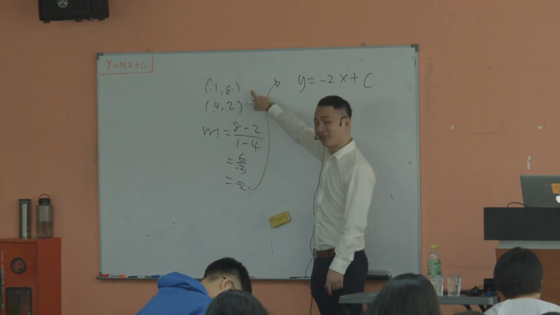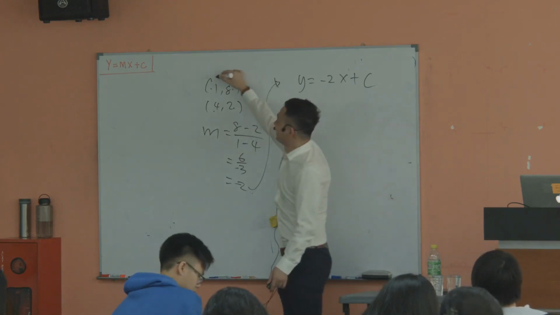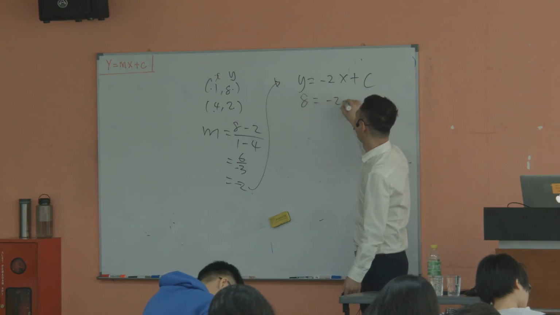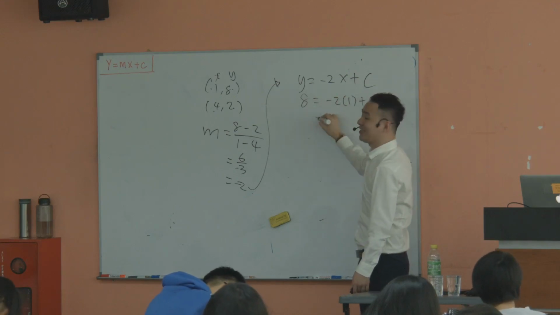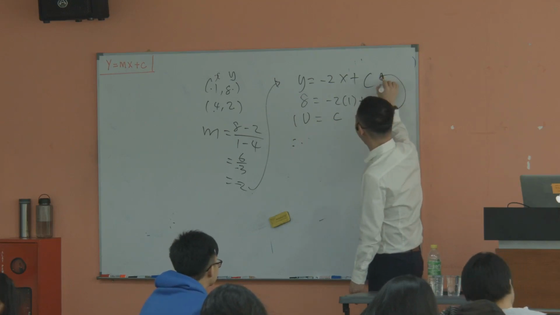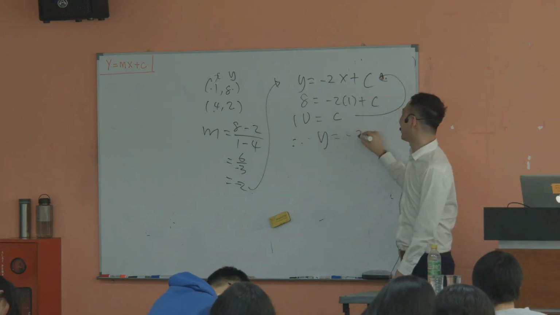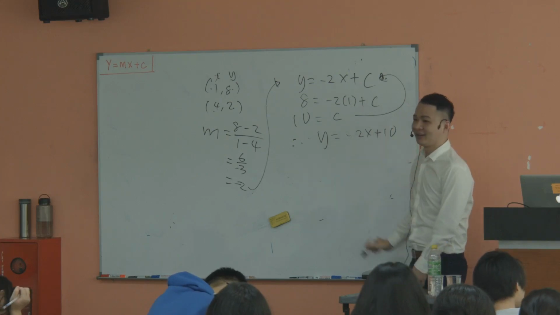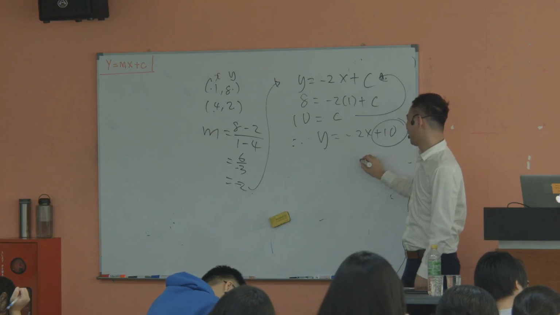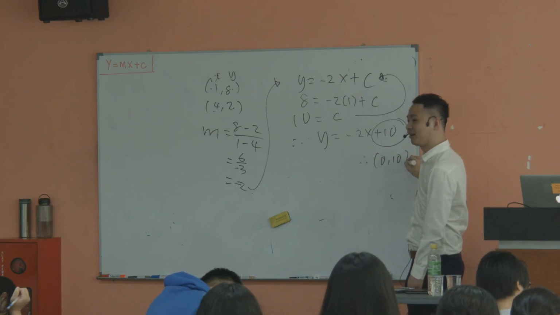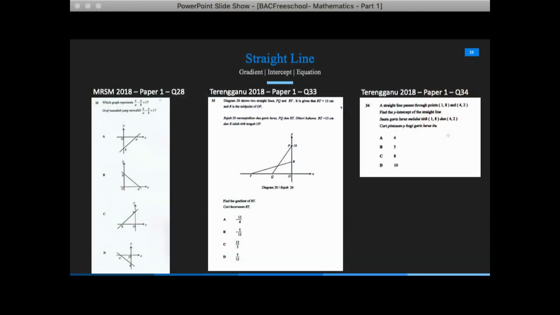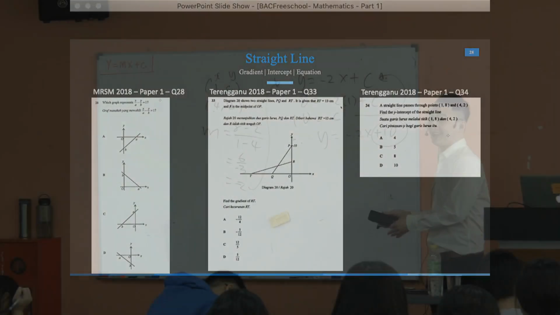M is negative 2. You can use any coordinate you like. Let's say I prefer the first one. This is x and y, right? Plug into my x and y. So my c equals 10. After I got my c, plug back into the original equation: negative 2x plus 10. What is the y-intercept? The y-intercept is the c, right? So it will be 0, 10. There's just one y-intercept, which is 10.